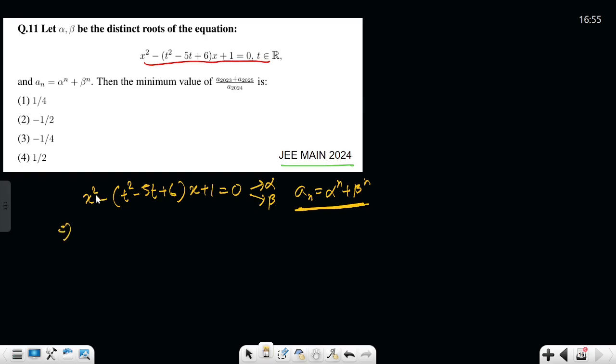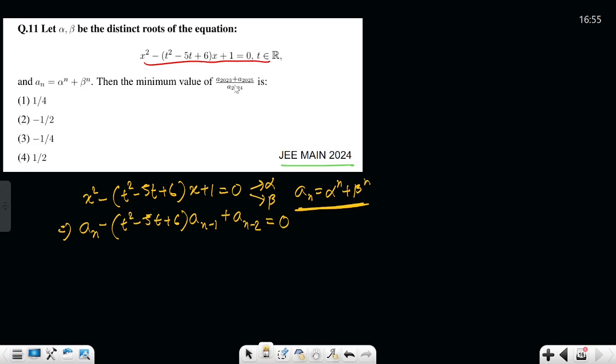Now what I told is that if you see something like this, just apply Newton formula. Put An in the place of x square, keep minus (t square minus 5t plus 6) as it is, and put An minus 1 in the place of x, plus An minus 2 in the place of 1. So this will be equal to 0 also. That is so simple. Simple Newton formula applies here.